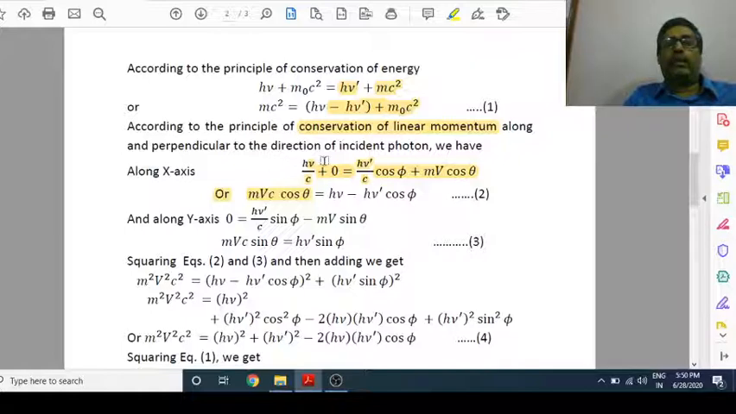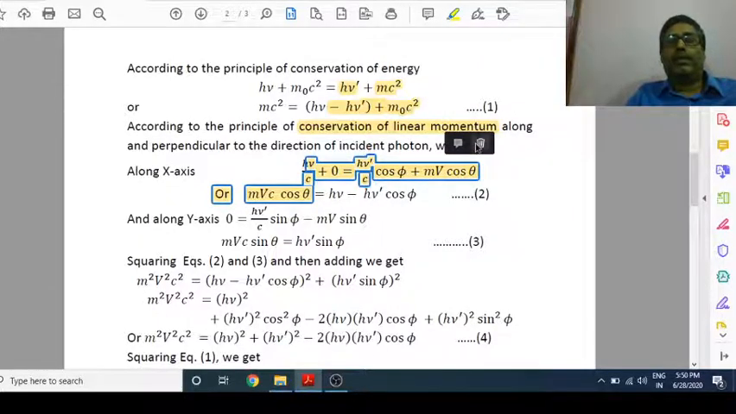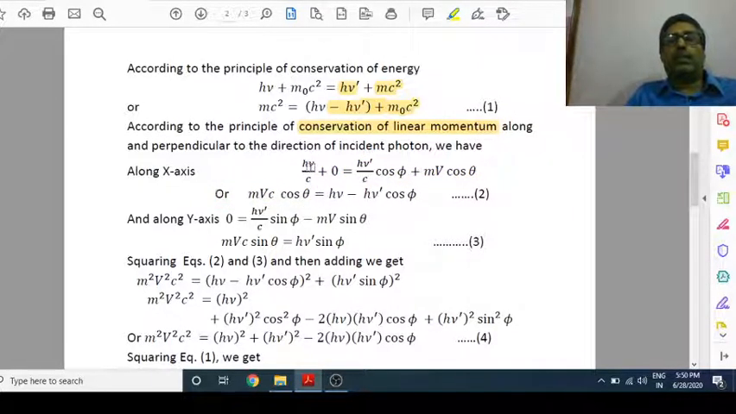So if we multiply by c, this c will come here because c is not here, but these two c will be cancelled out. So it will be mbc cos theta here. Alternatively, take the LCM c, and on changing side c will come here. So mbc cos theta is equal to h nu minus h nu dash cos phi. This is about along the x-axis.